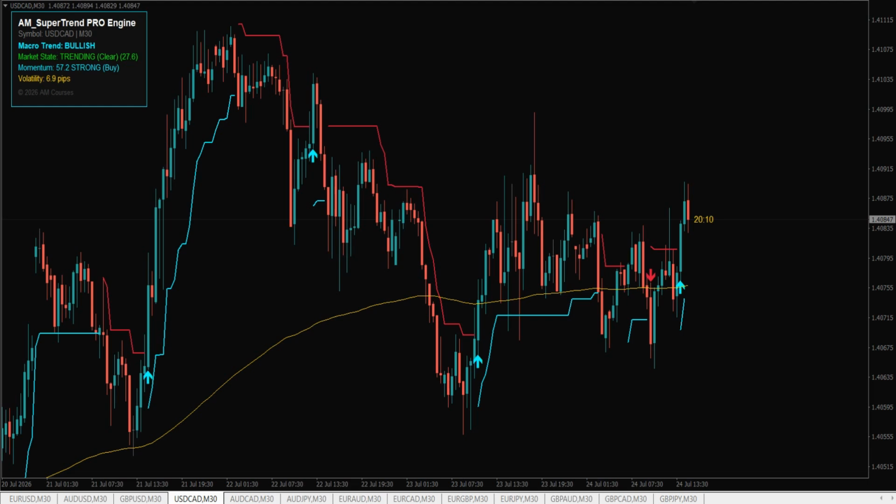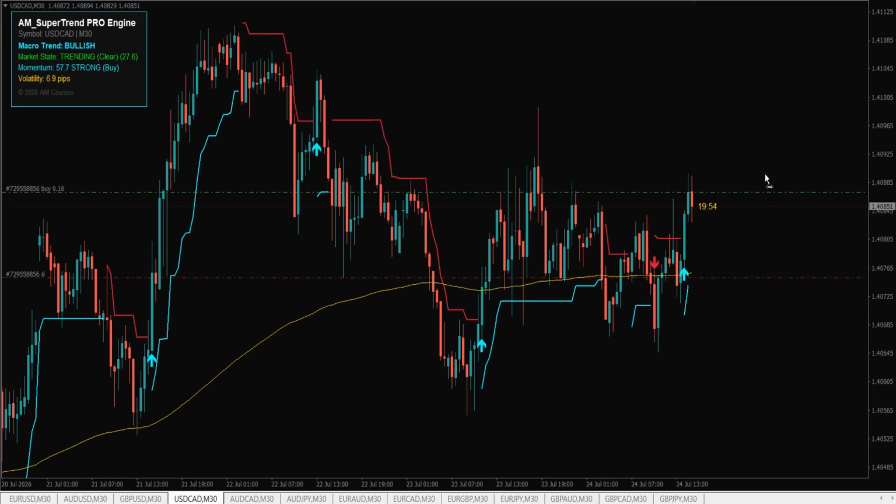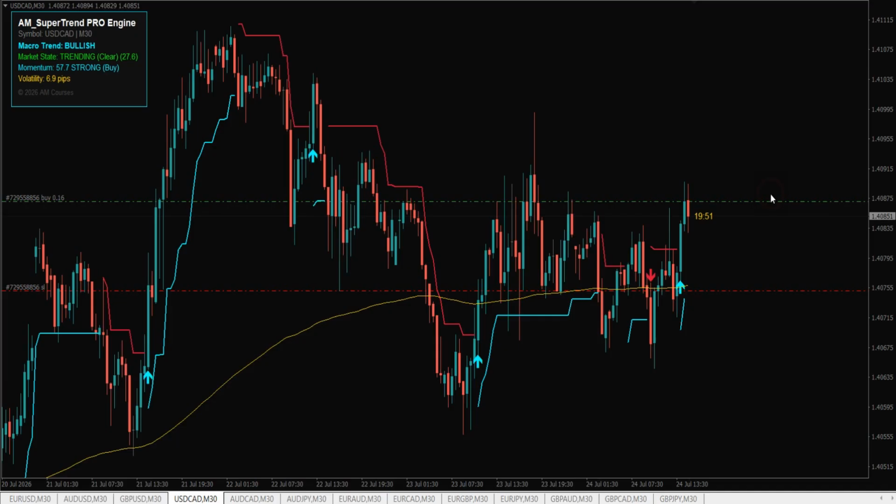Let's get started. Here's the first Forex example, and I've deliberately started on the 30-minute chart so you can see the difference from binary straight away. The buy arrow prints on a closed candle. The dashboard confirms macro trend bullish, market state trending, momentum on the buy side. Same checklist as before, nothing new there.